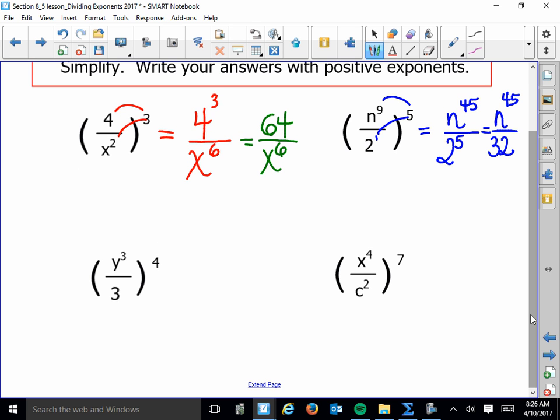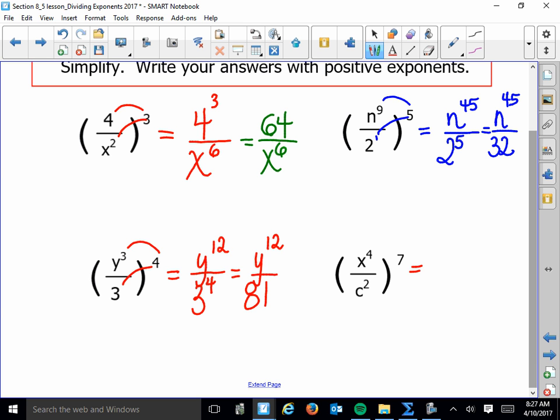Okay. Third example, y cubed to the 4th will be y to the 12th divided by 3 to the 4th. And 3 to the 4th is the same as 3 squared times 3 squared. I know that 3 squared is equal to 9, so 9 times 9 is 81.